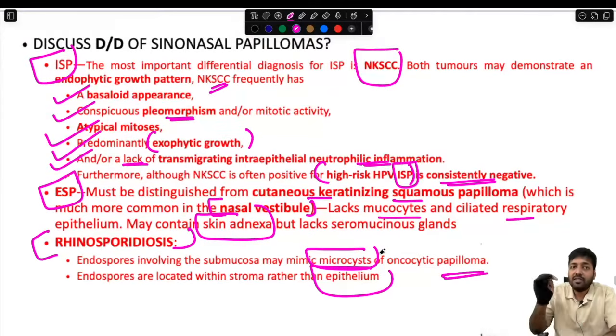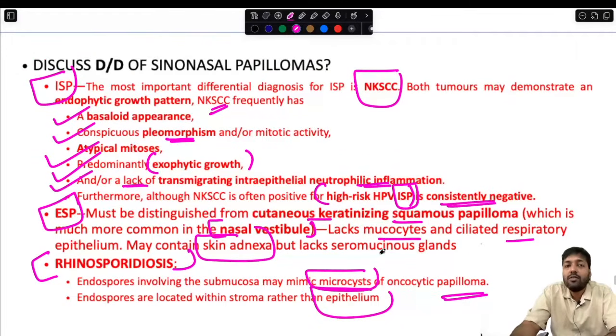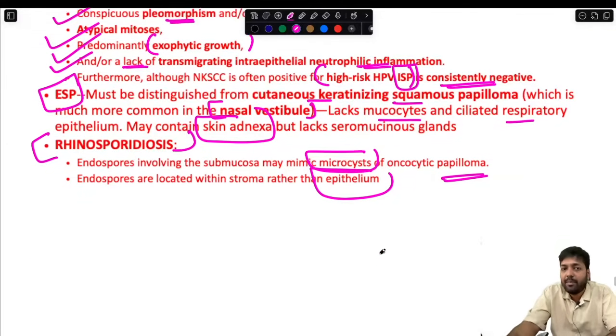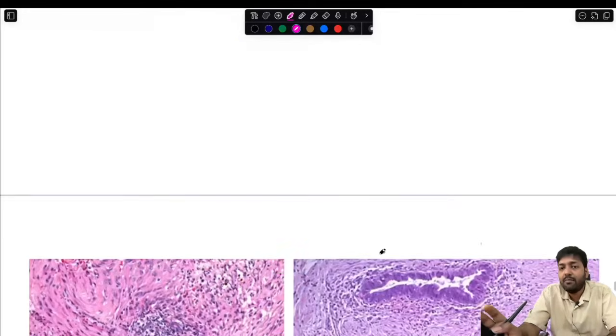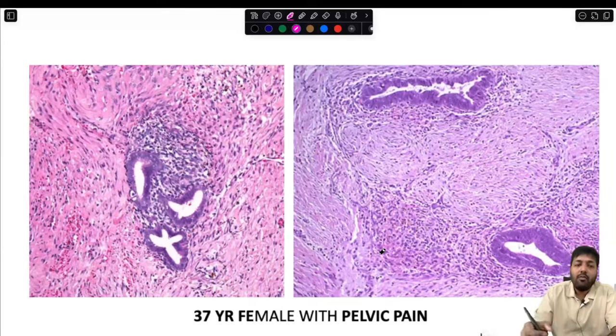Okay, so these are the three important differential diagnoses of different types of sinonasal papilloma. So with this we have completed case 46. Now we go to case number 47. So what do you see? You see a 37-year-old female presenting with pelvic pain.